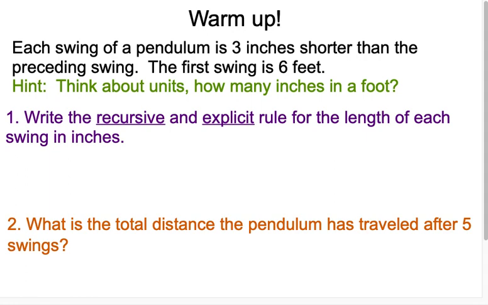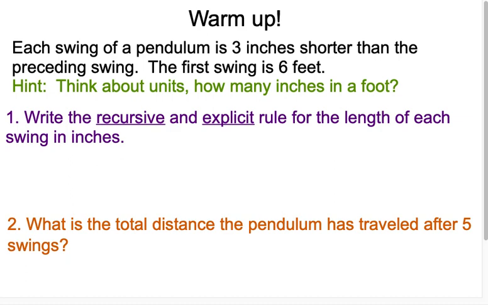Okay, cool. So one thing, I have it highlighted in green. I give you a hint to think about this. How many inches are in a foot? Why would we care about that? Because if you go back up to the problem, it says each swing of a pendulum is 3 inches shorter than the preceding swing, and the first swing is 6 feet. It is difficult to work in different units, having some information in inches, some information in feet. So I'm going to just change it over to inches right now.